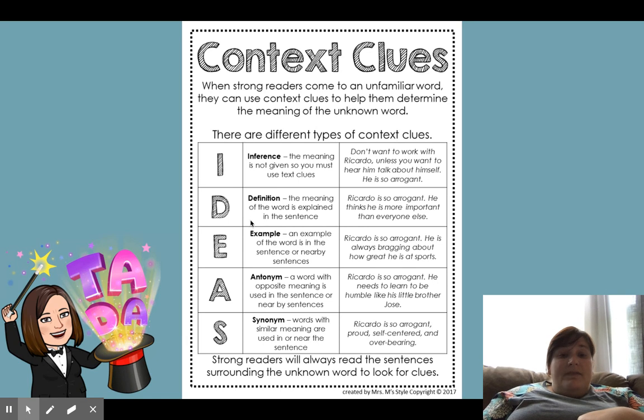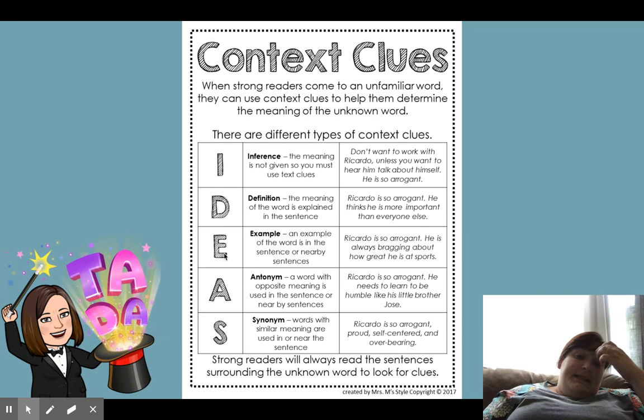All right. D is for definition. The meaning of the word is explained in the sentence. So the definition is right there in the sentence. Ricardo is so arrogant. He thinks he is more important than everyone else. So there's our definition. Arrogant means that he thinks he is more important than everyone.